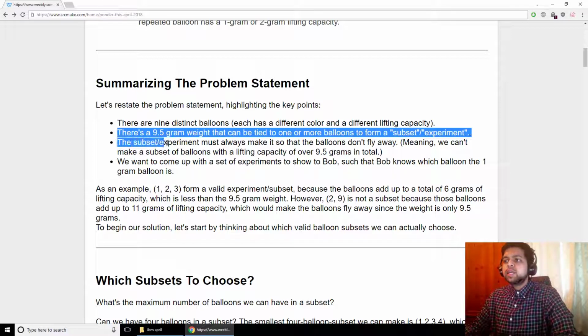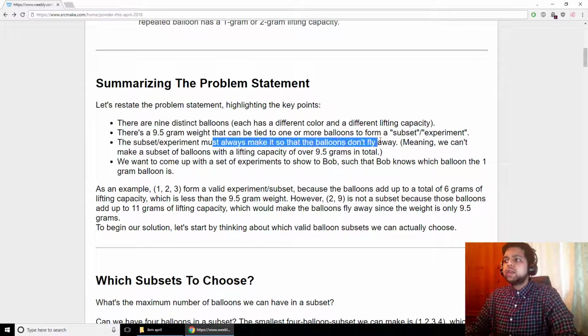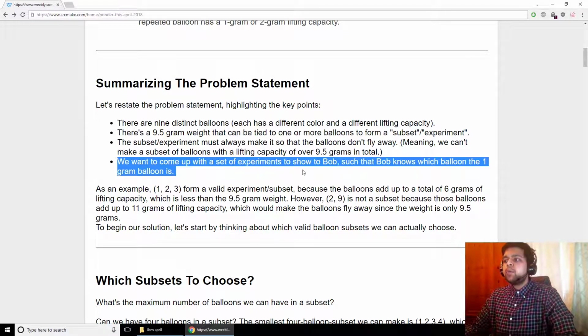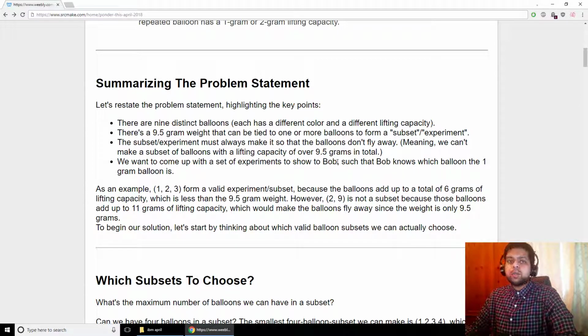And for each subset/experiment, we must make it so that the balloons don't fly away, which means that we can't have a subset of balloons that weigh over 9.5 grams, because if it does, then the balloons will fly away, the weight flies away, and Alice gets mad. So that doesn't work. So what we want to do is come up with a set of experiments to show Bob so that Bob knows what the 1 gram balloon is. The whole point is to make Bob figure out what the 1 gram balloon is through a set of experiments.